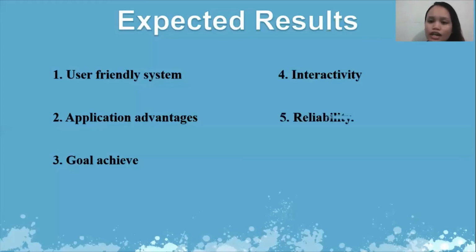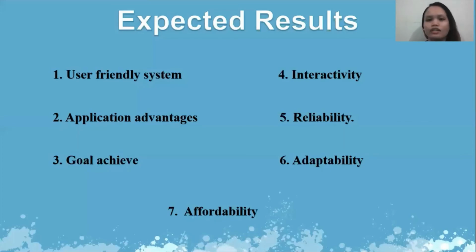Next is reliability. The network should be up to 99% in order to avoid interruption during any progress when using the system. Next is adaptability. The system and network must adapt to client and customer editing and deleting any change. And the last one is affordability. The implementation of the web application system must fit within the budget by only using the necessary devices. That's all from me. Thank you.